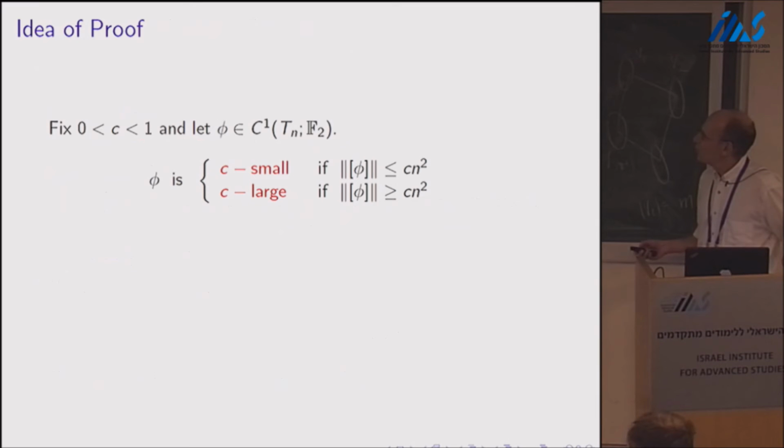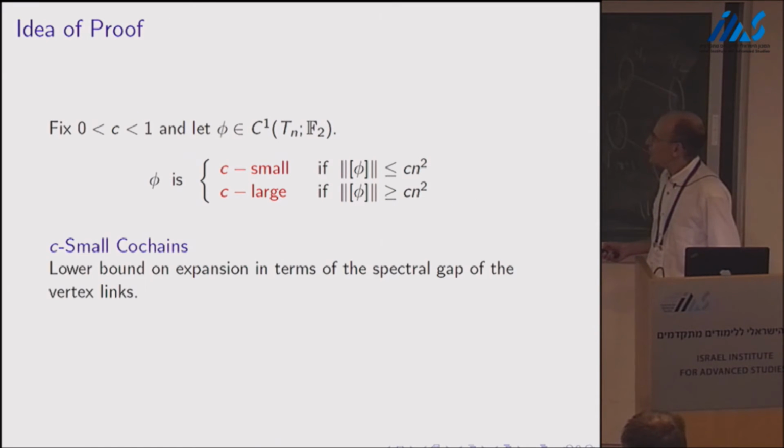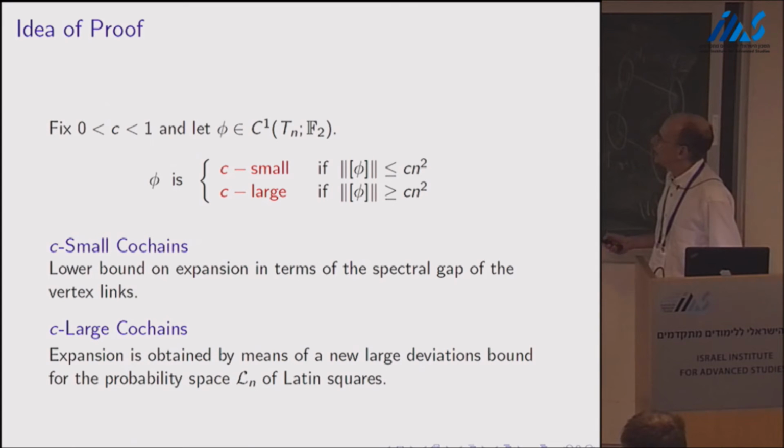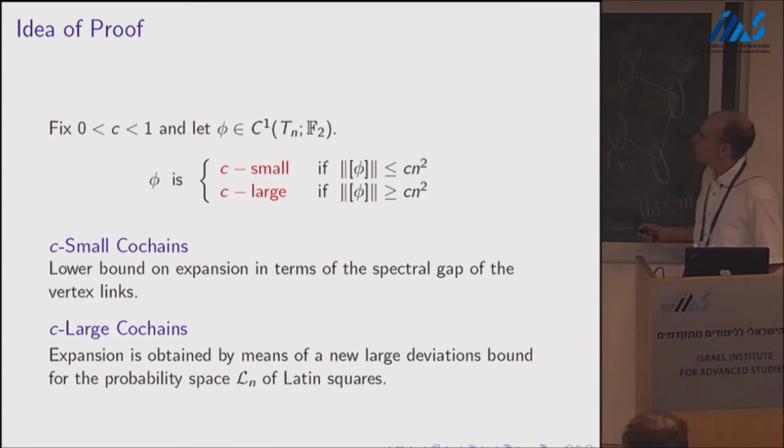Okay, so there are two ingredients. One, we consider small cochains and big cochains. Small cochains will be when the cosystolic norm is at most Cn squared, and when it's at least Cn squared, it's big, with C large.